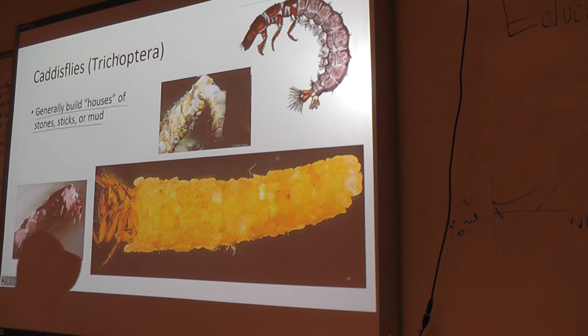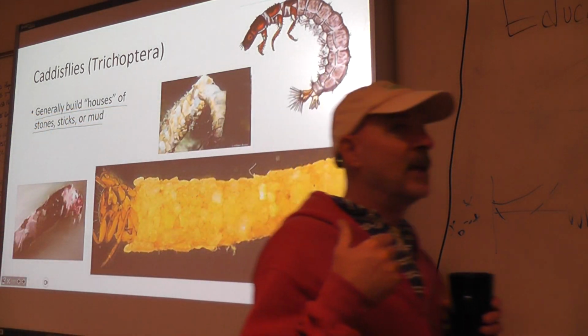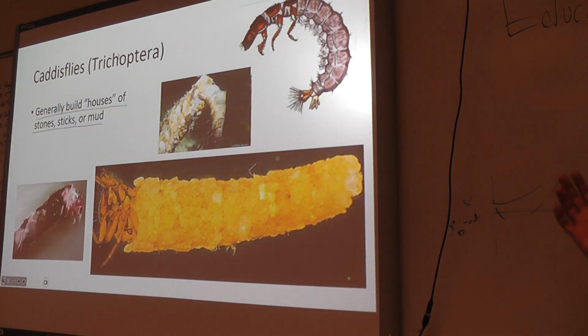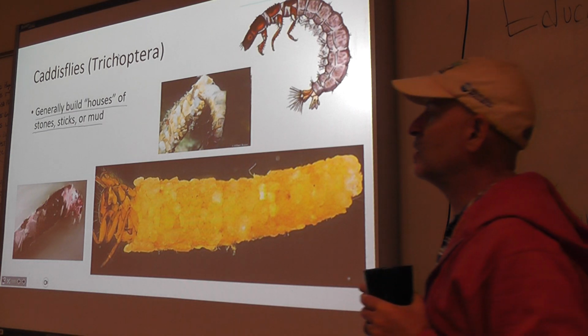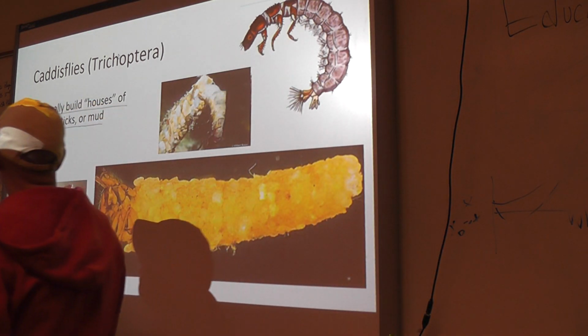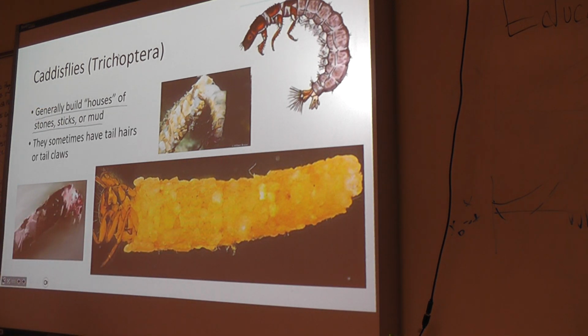But these, the fact that they build little houses kind of gives them a little personality. When they hatch, they have these little wings that they fold back over them, and they kind of look like little moths. They're not, but they sort of look a little bit like moths when they've hatched.